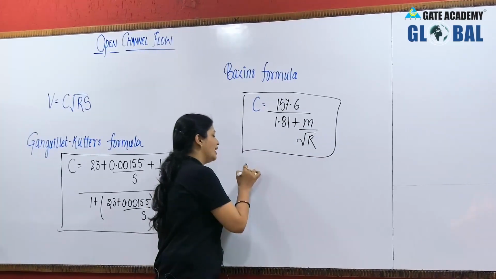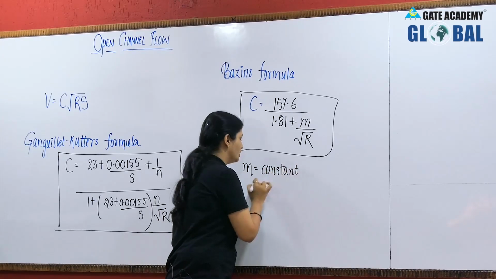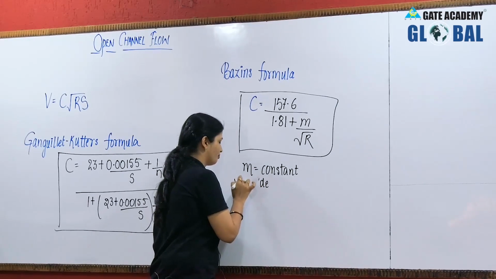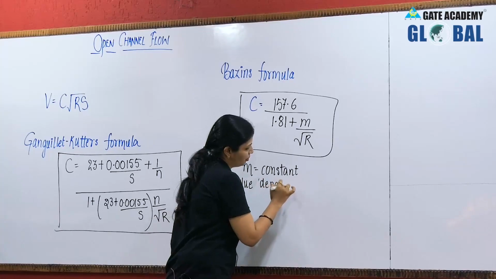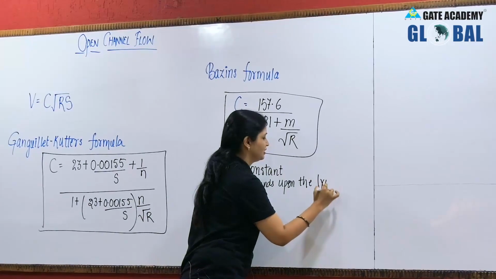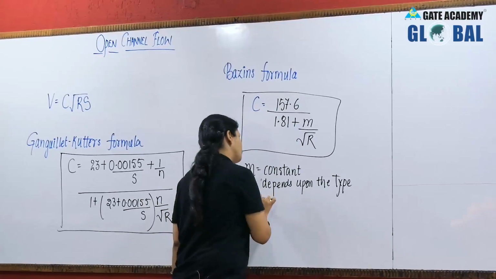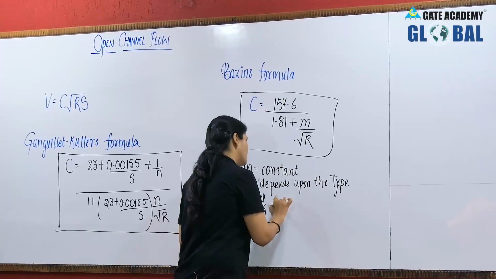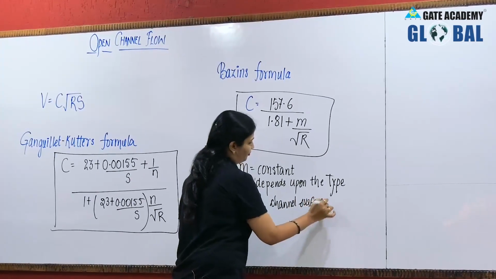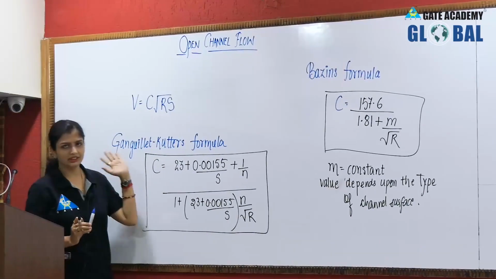In Bazin's formula, what is this m? m is a constant and its value depends upon the type of channel surface, for smooth, for rough, and various permutations and combinations. So from here you can compute the value of your Chezy's coefficient.